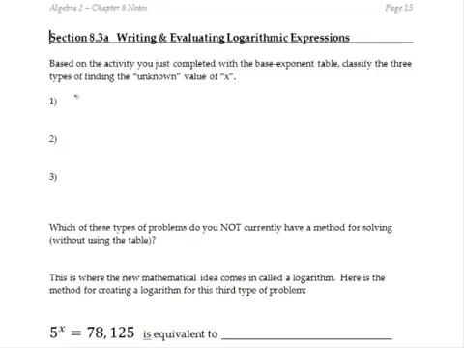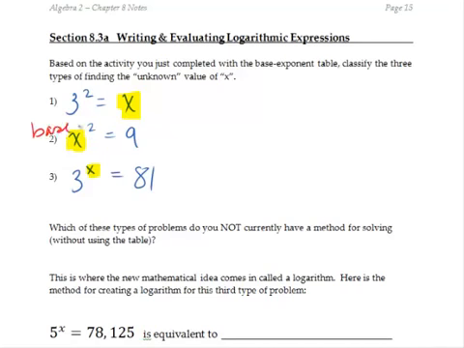We have equations like 3 squared equals x. We have x squared equals 9. And then we have 3 to the x equals 81. And the difference is that we'll notice that this one has the x as kind of the answer, if you will. This one has x as the base, and then this one has x as the exponent here. So these are all the different places that you can have an unknown value.